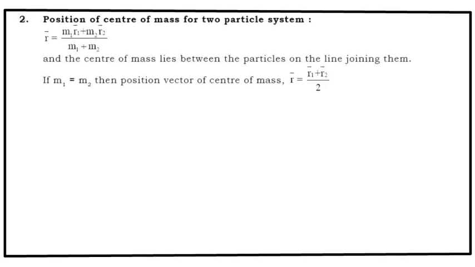Now position of center of mass of two particle system. Suppose the system has two particles, you know position vector of both these particles. Then how would you locate the center of mass of these particles? R bar is equal to M1 R1 bar plus M2 R2 bar upon M1 plus M2. Now in this case, suppose if M1 is equal to M2, then M will get cancelled from numerator as well as the denominator, and you will be left with R1 bar plus R2 bar upon 2.